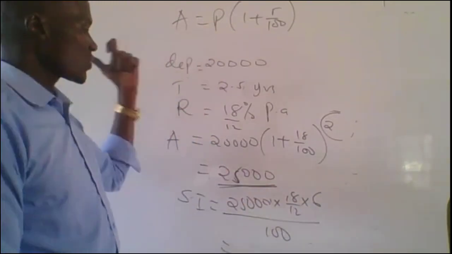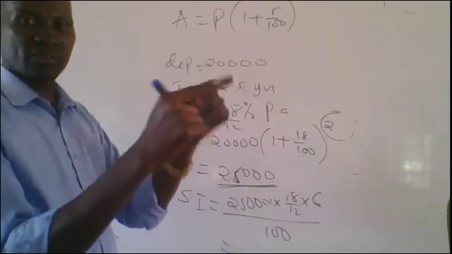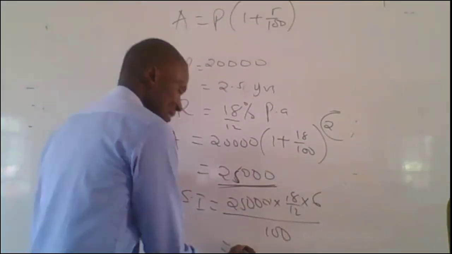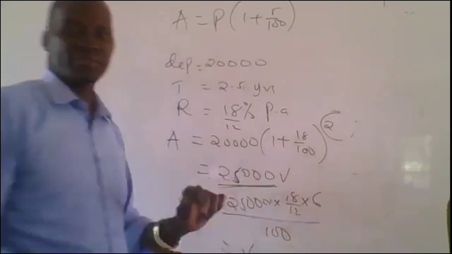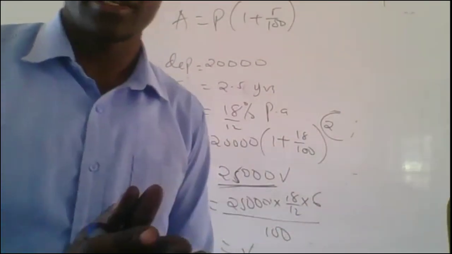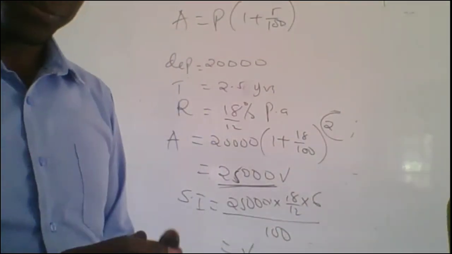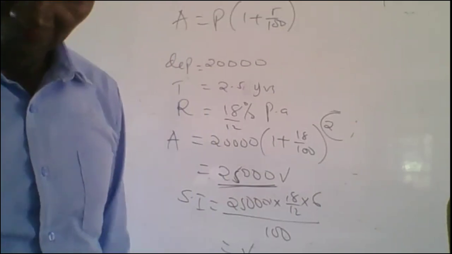So if we were asked to get the total amount of money in the account after 2.5 years, we will add this simple interest onto the 25,000 to give us the total amount of money at the end of 2.5 years. Is that clear, Neema?